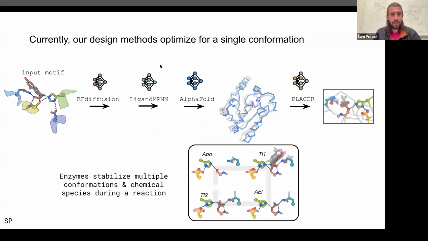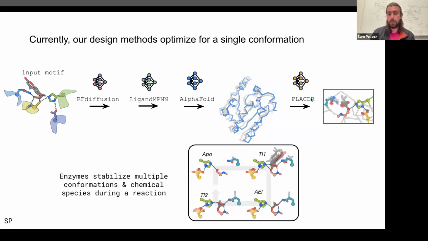Seems like a good idea. And if you think back to our original design method, we only considered a single conformation throughout the design pipeline and at the filtering step. So we have this one input motif that in some ways represents the first tetrahedral intermediate or a transition state between the Michaelis complex and that first tetrahedral intermediate. And so we generate backbones for that, do sequence design for it, and AlphaFold the apo state.